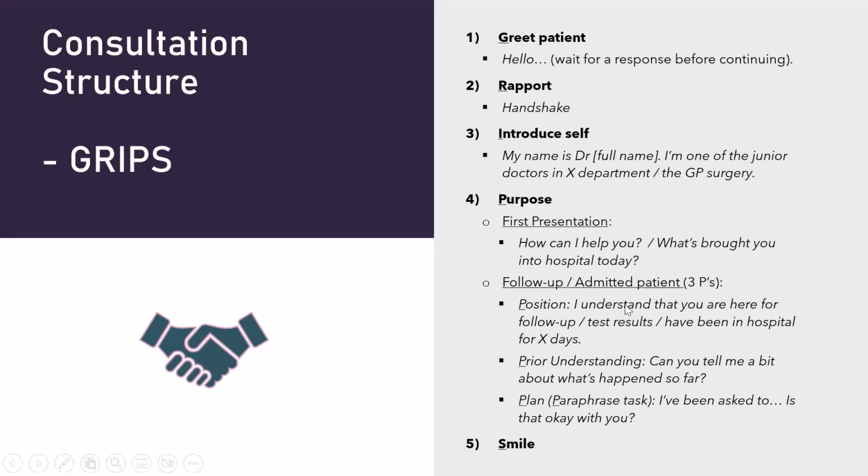But with follow-up or admitted patients, it might be useful to use this structure, which is the 3 Ps. So the first P is position, the second P is prior understanding, and the third P is plan or paraphrase task. So position, what is this? Is it a follow-up? So I understand that you're in follow-up, so you need to clarify that. I know it says it in the prompt, but it's worth clarifying that with the patient, making sure you're on the same page. Then check their understanding.